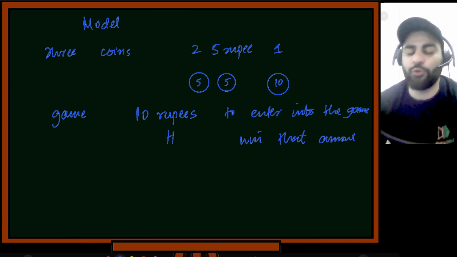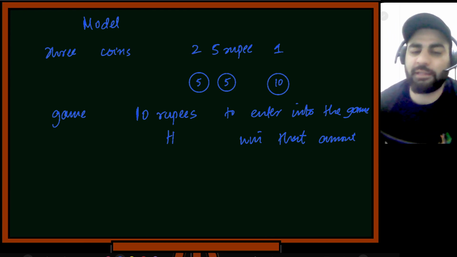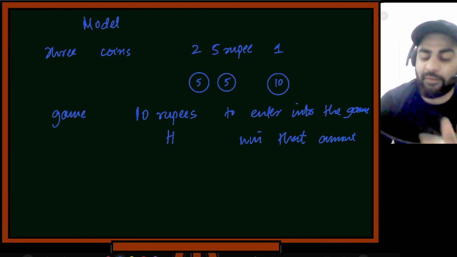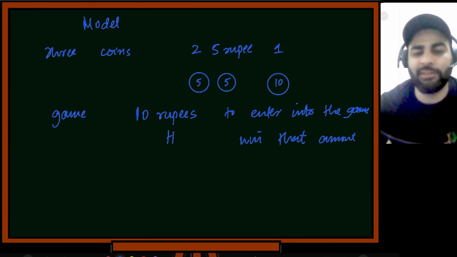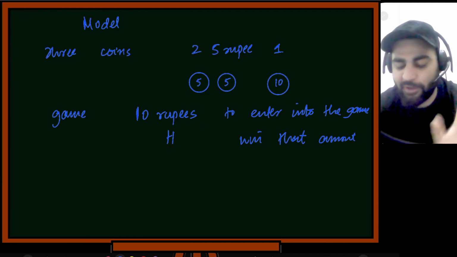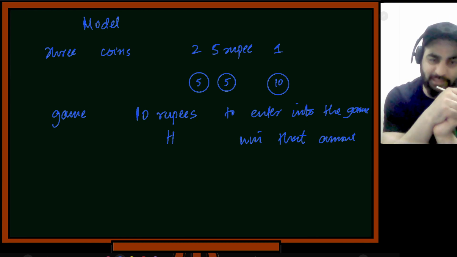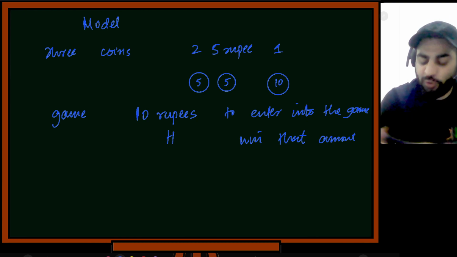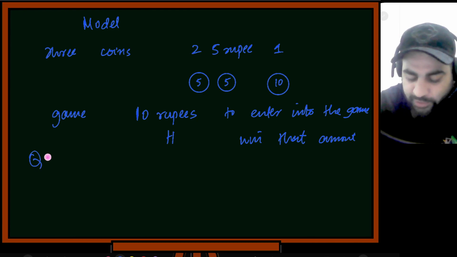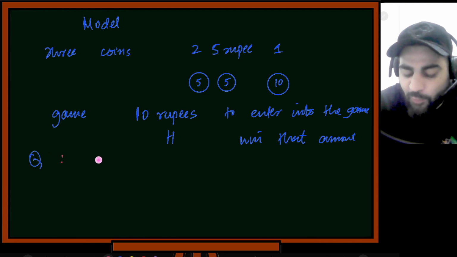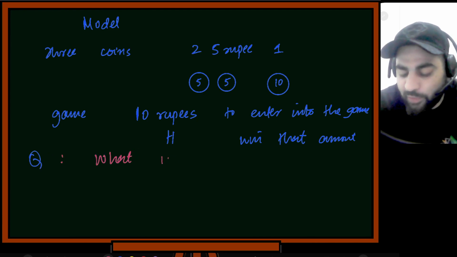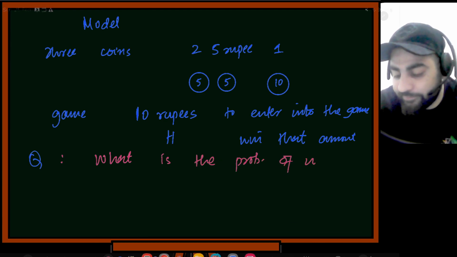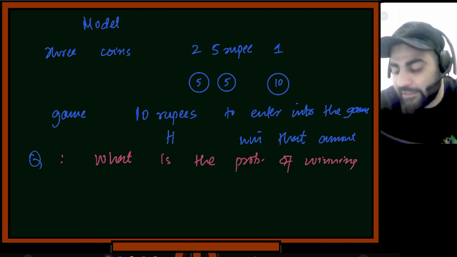So when do you win? You will flip the first 5 rupee coin, the second 5 rupee coin, then you will flip the 10 rupee coin. Whatever coin lands on head, you will win that much amount. So the first problem now is, what is the sample space of this? I'll ask you the question: what is the probability of winning? Please think in this framework first.